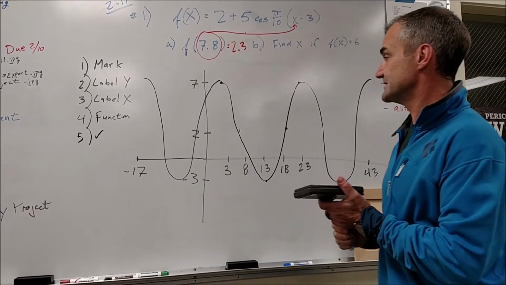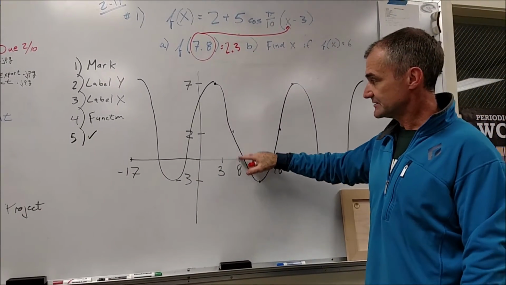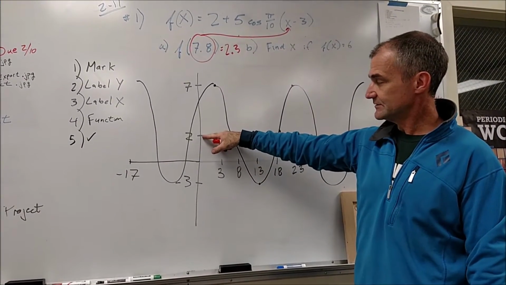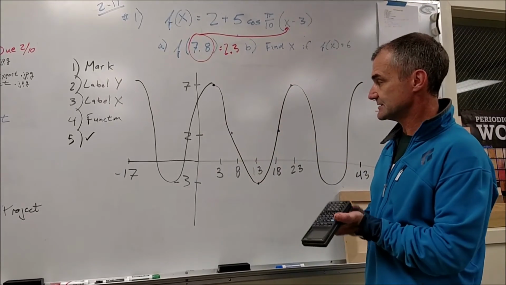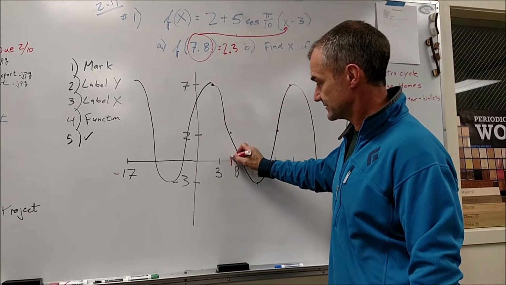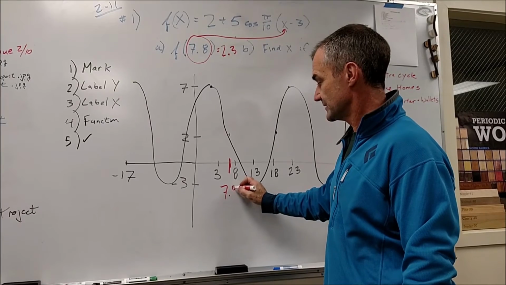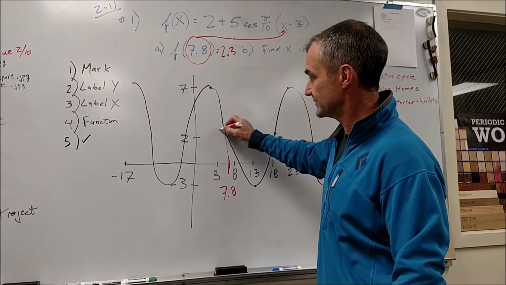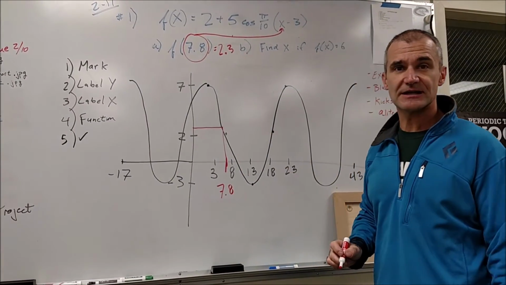Let's see if that even makes sense. Right here is 8. 8 corresponds to 2. 7.8 is a little bit in front of that. So right here at 7.8, my corresponding y value is 2.3. So that looks right.